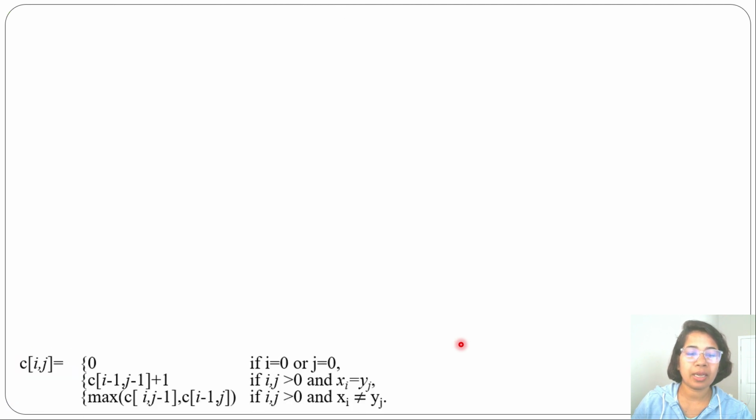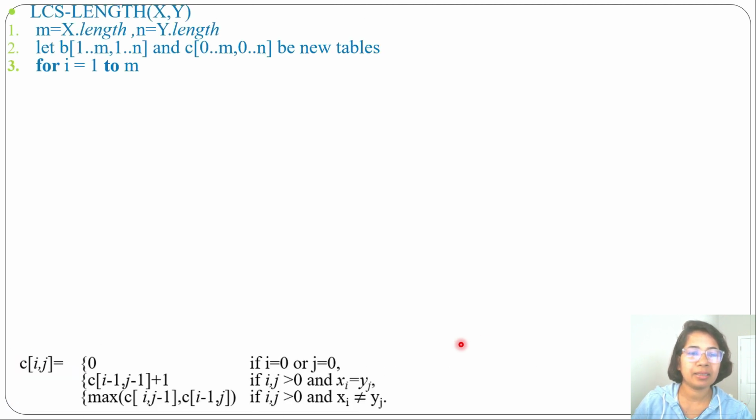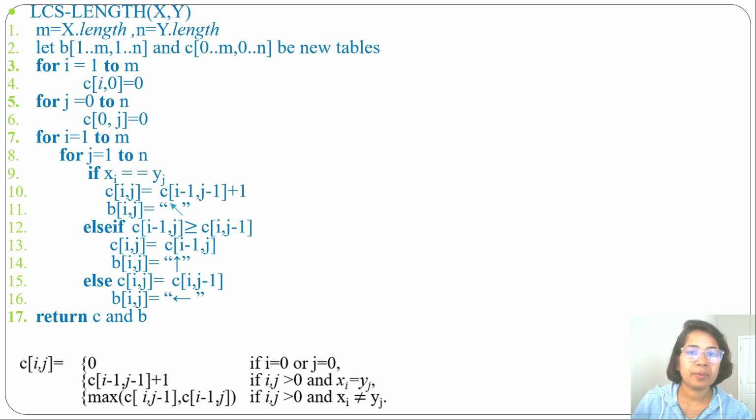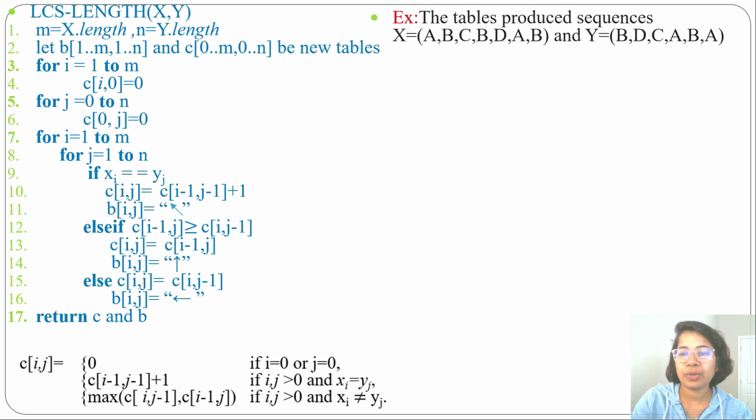I discussed one algorithm for LCS length. Its running time is theta of mn, where m is the length of x and n is the length of y. Next I will discuss one example. Suppose x equals abcbdab, and y equals bdcaba.